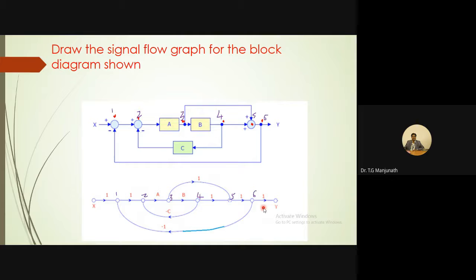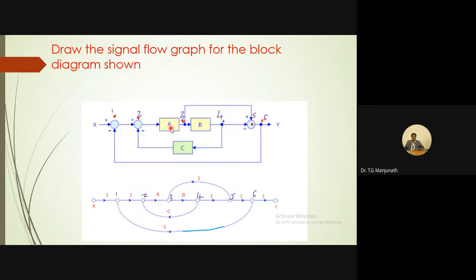And the remaining connection from node 3 to 5, there is a connection. Signal is going from 3 to 5. There is no gain mentioned here, hence you take the gain as 1. It is entering with plus sign, hence it is just plus 1. Then node 4 to 2, passing through C, entering with negative sign, hence it is minus C here. Again, 6 to 1, there is a connection, entering with negative sign, hence it is minus 1. So this is how to draw the signal flow graph for the given block diagram.